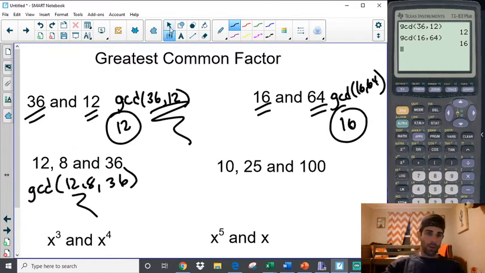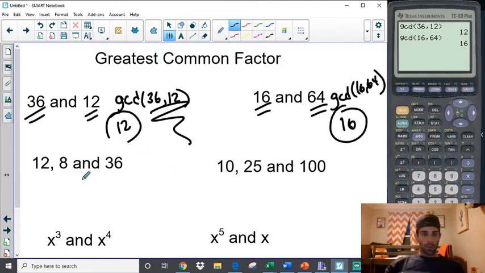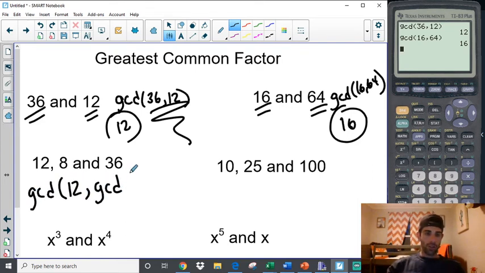The way you work around that is you do this. You say, all right, calculator, first find the GCD of 8 and 36. Then, after you get me that answer, GCD of 12. So basically, you're going to do GCD two times: GCD of 12, comma, GCD of 8, comma, 36. You want to put 2? Go ahead.